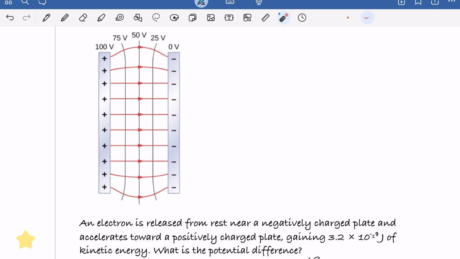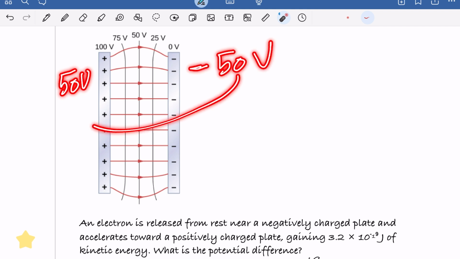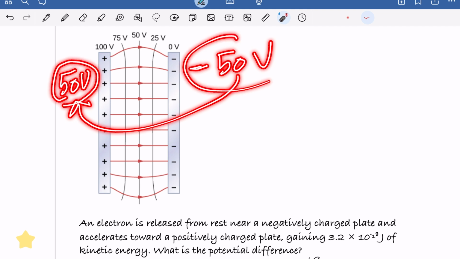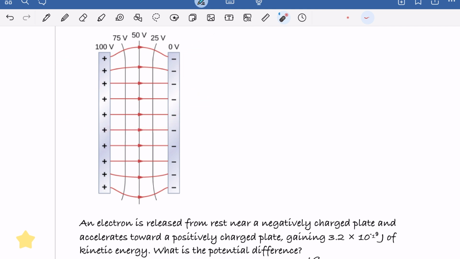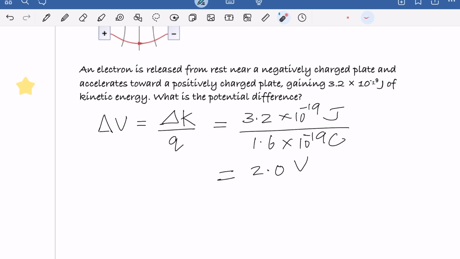Now, before I move on, I just wanted to ask you, if this was taken to be at 50 volt, this would be at negative 50 volt. See that? Once again, that makes the potential difference what? 100 volt. Now, we don't want to do that because that's technically harder to visualize. That's why we took the negative plate to be at 0. And that is the general trend in electrical circuits.